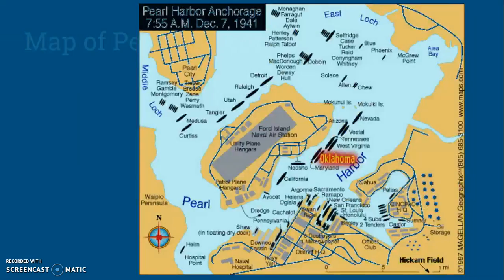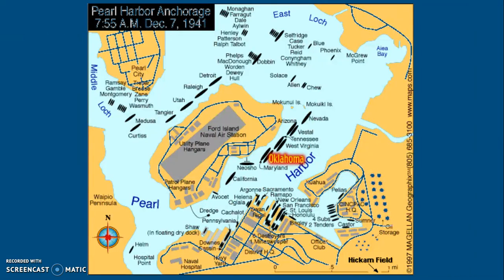This is a map of Pearl Harbor on the morning of December 7th. And as you can see, there are a lot of water vessels located inside the harbor. And the Oklahoma was flashing because that was one of the major ships that was hit, along with the West Virginia. The Arizona was a big one. We'll talk about a few of these a little later.